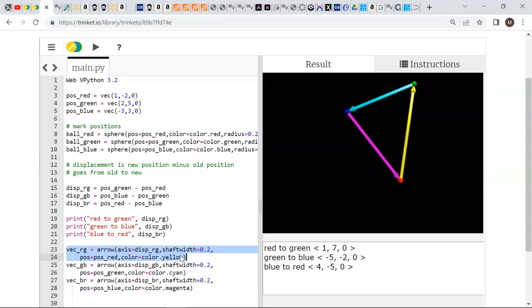The position of the arrow is where the tail is. The actual content of the arrow, what it uses to represent the vector, is the actual displacement that takes you from the red to the green.